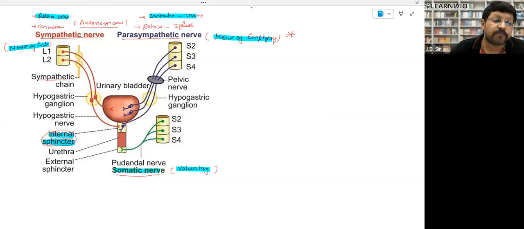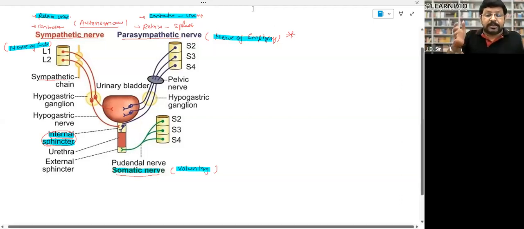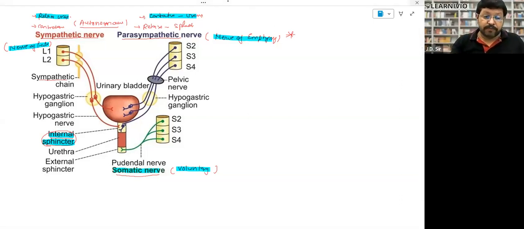Sympathetic nerve is called the nerve of filling. Try to understand, this question I've been asked. Why? It will be responsible for contraction of the sphincter. The sphincter will be contracted, so urine will keep on filling over here. That's why sympathetic nerve is called the nerve of filling. It will relax the urinary bladder, so volume will increase and the wall remains closed. So urine will get filled over here. That's why this is called the nerve of filling.